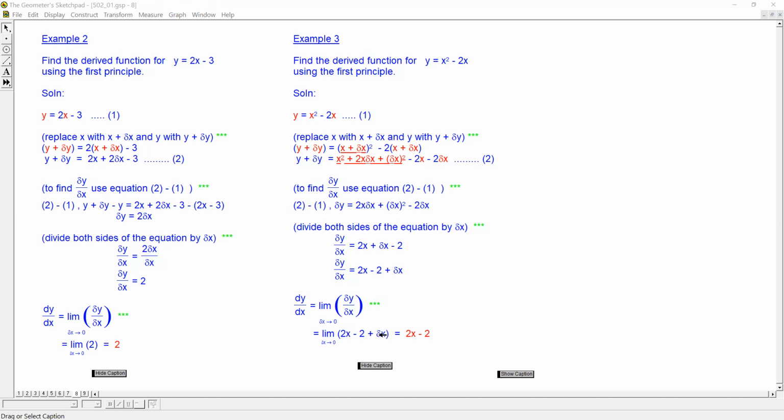Now what is left behind? What is left behind is 2x minus 2. 2x minus 2. Okay, right. So this is the answer. This is your dy dx.